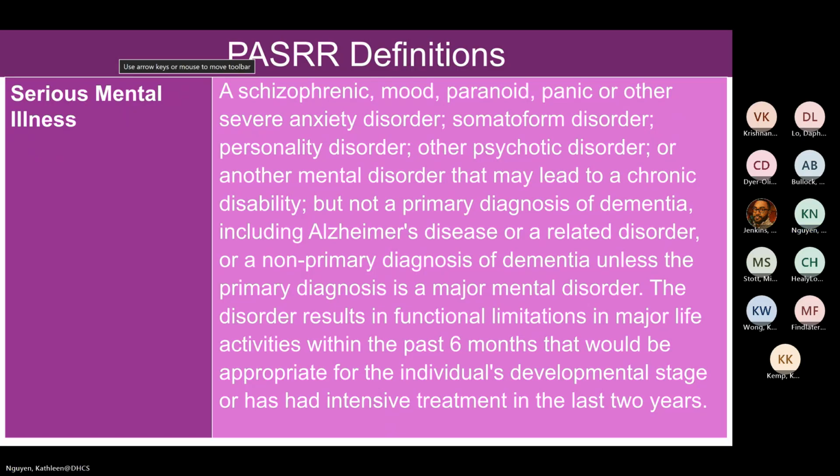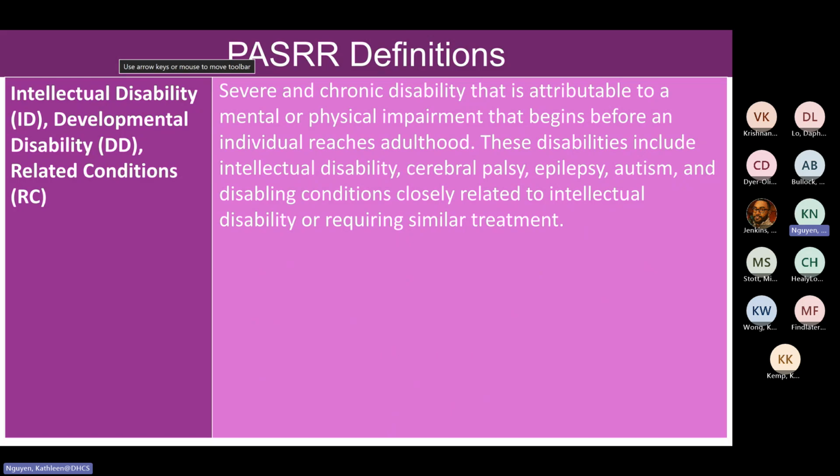Serious mental illness, or SMI, refers to a diagnosed or suspected mental disorder that results in either functional limitations in daily life within the past 6 months or requires recent treatment within the past 2 years. We have a full definition of SMI on our webpage. This is the definition of the IDDRC, which refers to lifelong conditions that start before an individual reaches adulthood and affect how a person thinks, learns, or functions in daily life and may require specialized services. A full definition, including examples of related conditions, is shown on this slide. And now I'll hand things over to Camille, so we'll continue with the PASRR overview.